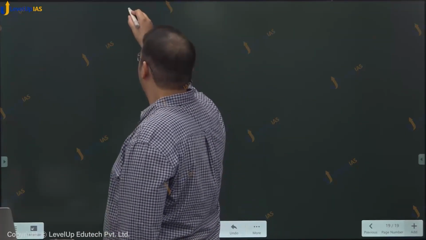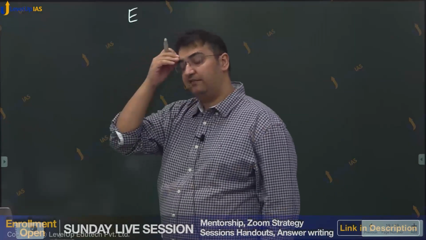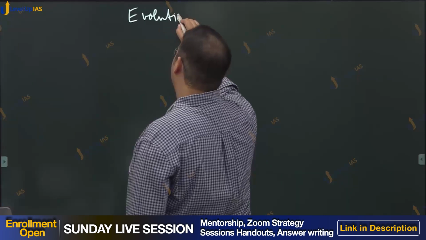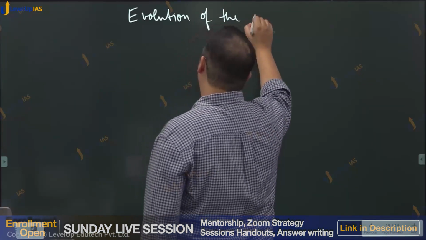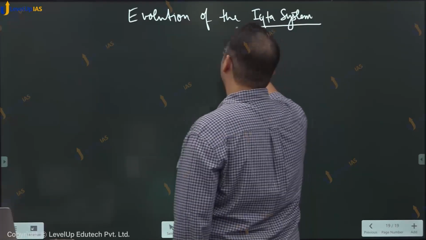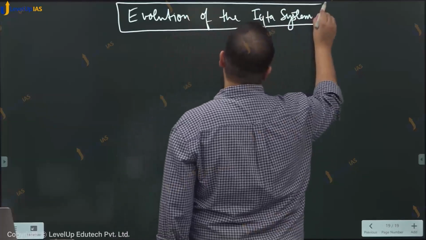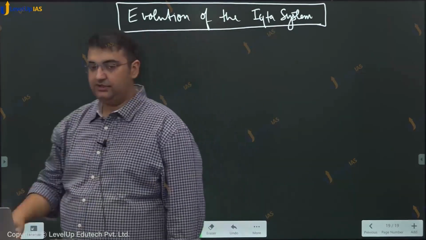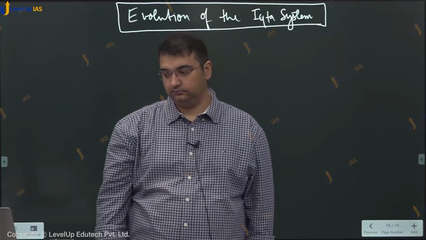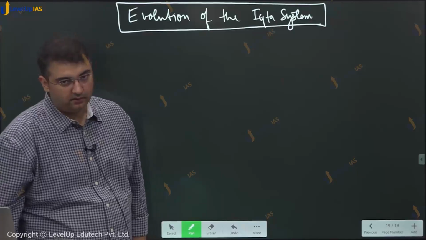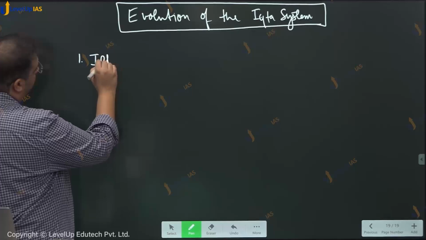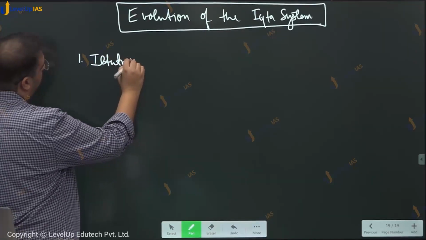One more thing we can cover, which I'm not sure we have covered earlier. Evolution of the Iqta system. How did the Iqta system change under various sultans? Where does it begin? Iltutmish.